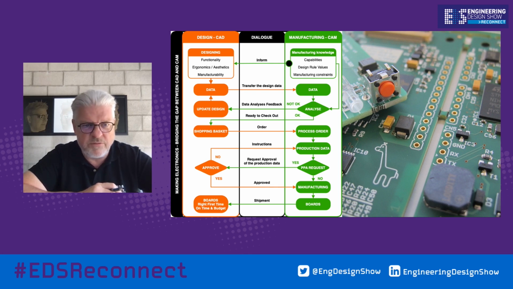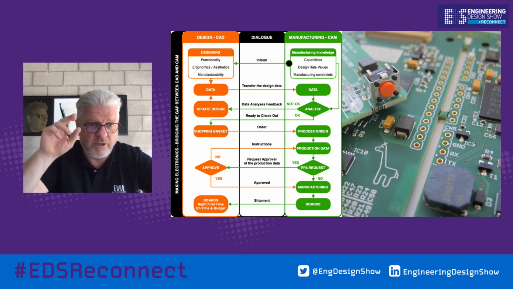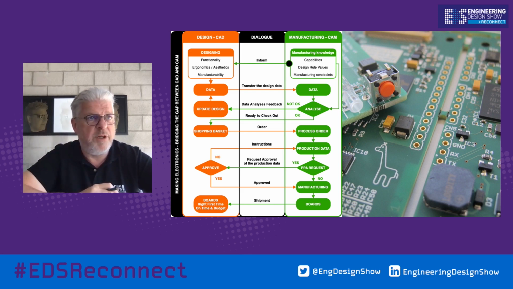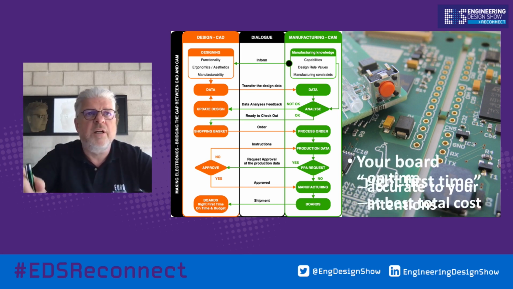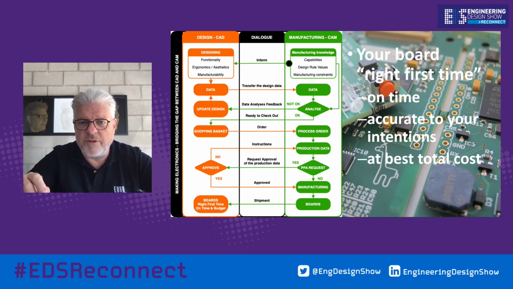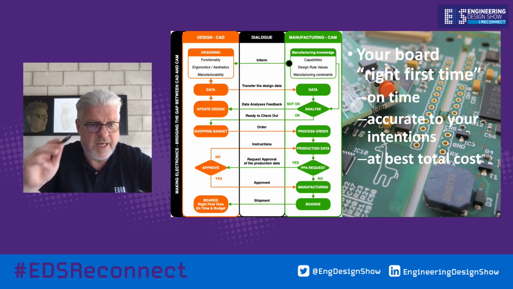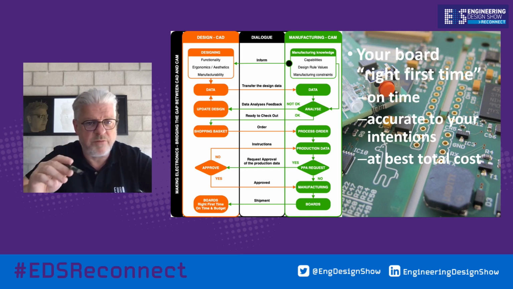If it goes into order, then we make production data out of it. In the production data status, we give our customers again the possibility to say, would you like to see the production data before we go into actual production? You can tick that box, and then you get an email saying we are waiting with our production for you to review the production data and to start the actual production. Then we go into manufacture, we make the boards, and we make sure that with our joint efforts of checking everything, of doing this together, of respecting the communication with each other, your board arrives right first time, on time, accurate to your intentions, and at the best possible cost.